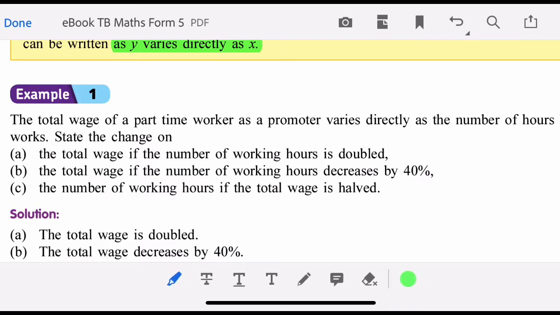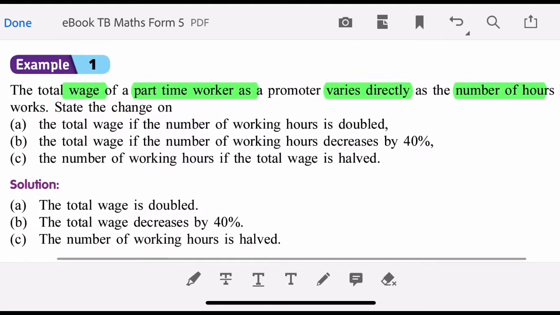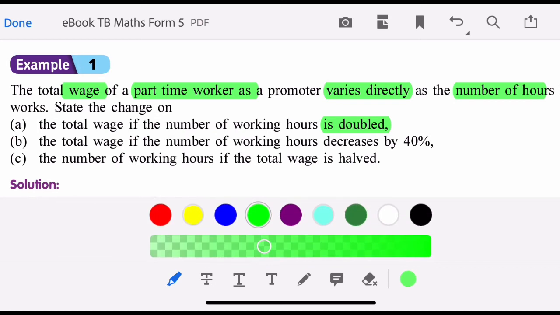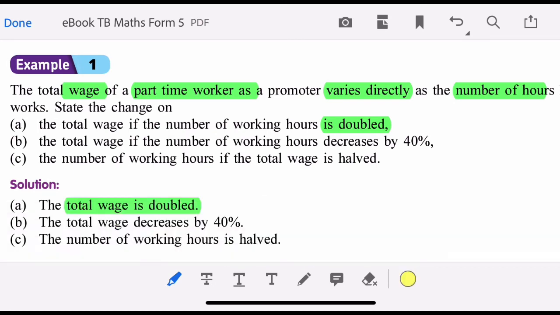So y varies directly as x. For example, the total wage of a part-time worker as a promoter varies directly as the number of hours worked. State the change in the total wage if the number of working hours is doubled. So if the number of working hours is doubled, the total wage is doubled. If the number of working hours decreases by 40%, then the total wage also decreases by 40%.